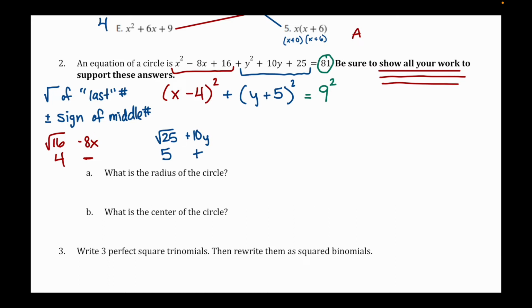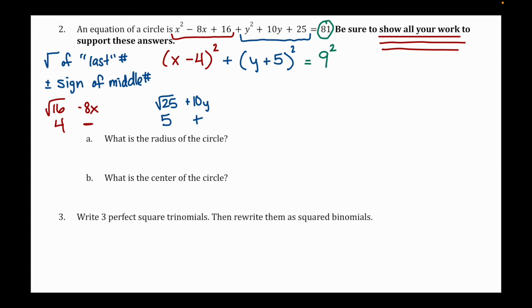So I know I'm not showing all the factoring pieces, but I'm trying to show all of my rationale here. So what is the radius of the circle? Well, that's going to be our 81 over there, whose square root is 9. So the radius here is 9. And then our center is going to be, let me highlight the center of the circle. That's going to be coming from the negative 4 and the positive 5, but we're switching those signs.